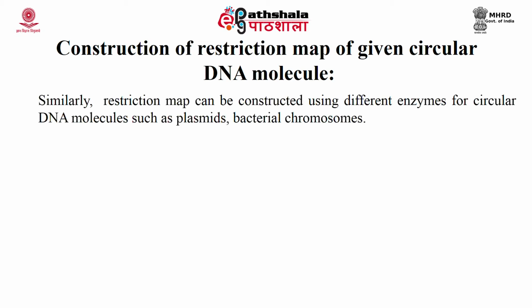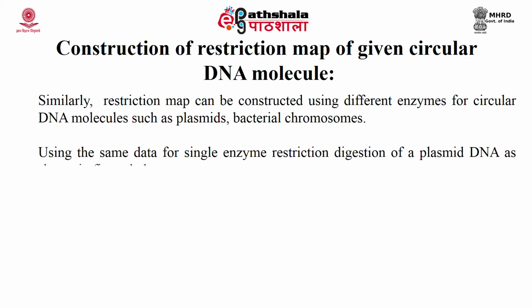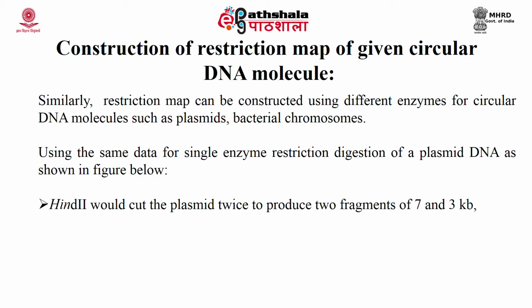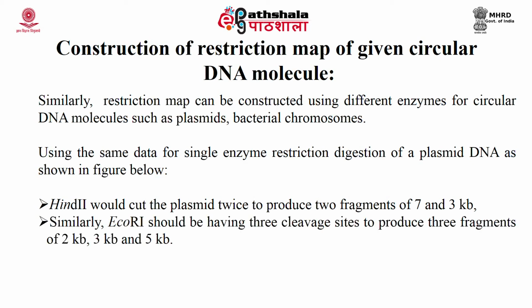Similar restriction maps can be constructed using different enzymes for circular DNA molecules such as plasmids and bacterial chromosomes. Using the same data for single enzyme restriction digestion of a plasmid DNA as shown in the figure below, we have that HindII would cut the plasmid twice to produce 2 fragments of 7 and 3 kb. Similarly, EcoRI should have 3 cleavage sites to produce 3 fragments of 2 kb, 3 kb and 5 kb.